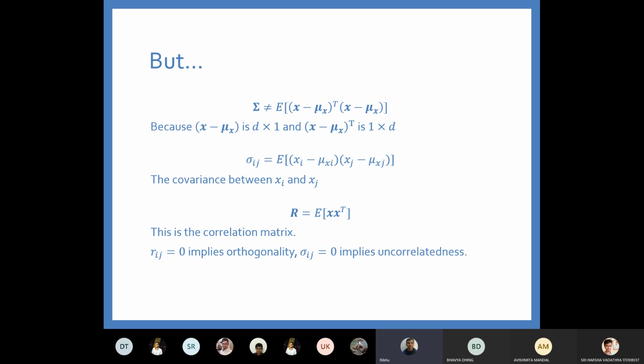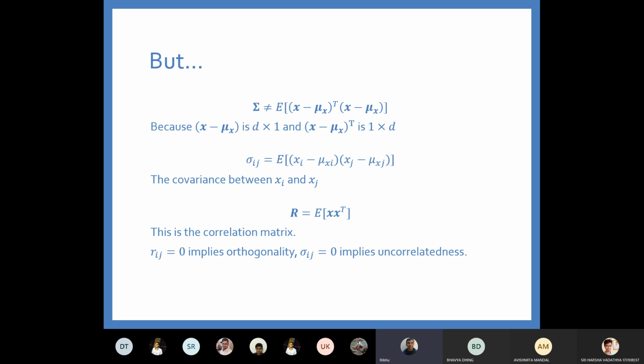So you know what moments and central moments are? Question. Have you guys studied moments and central moments? Yeah, excellent. So the covariance is a central moment of correlation. Fine. Excellent.